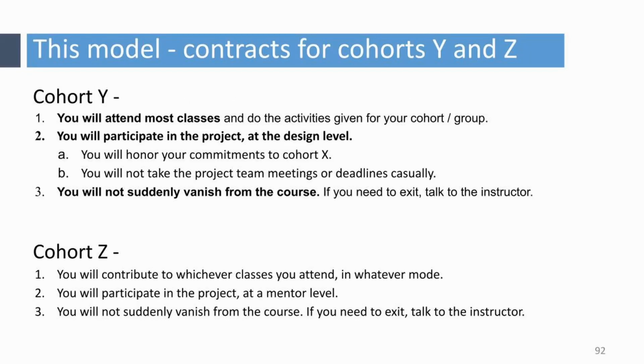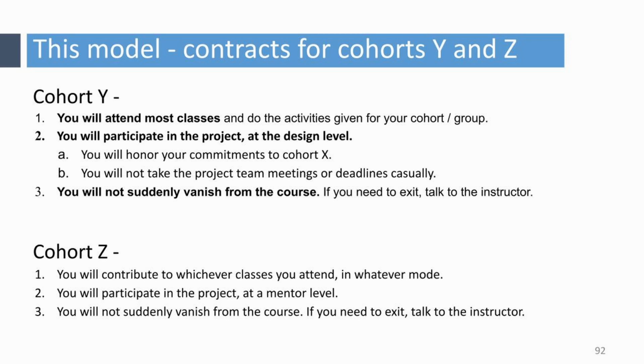And regarding the previous slide, this is just an observation, maybe it means nothing, but for cohort Y and Z, if you see, the contract is written in bold font for the Y, and for the Z it is kind of less binding. Is it that, or is it just coincidence?